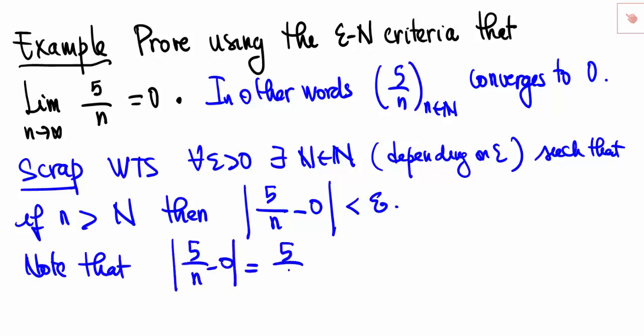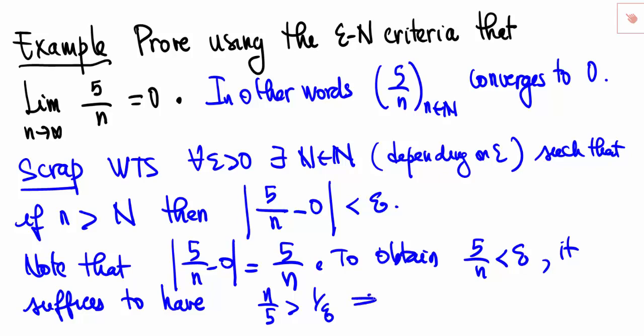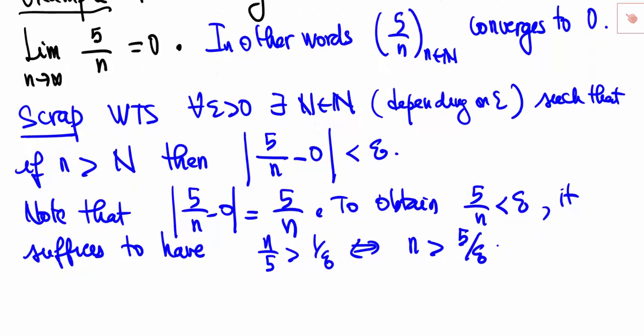So okay, note that it's actually just 5 over n. And to obtain that 5 over n is less than epsilon, it suffices to have that n over 5 is greater than 1 over epsilon. So we'll essentially solve this for little n, and this is equivalent to saying that n is greater than 5 over epsilon.